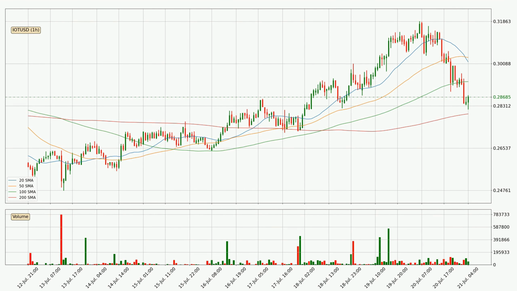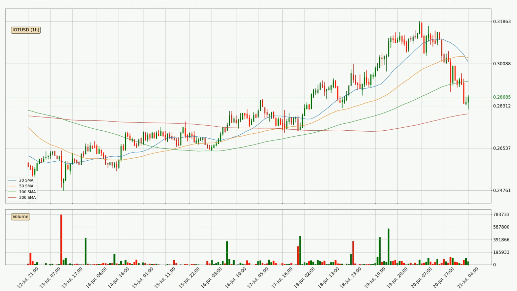Jumping to the hourly simple moving averages, the current price is between the 200 and the 100 SMA. If the price bounces off the 200 SMA, which is currently at 28.0 cents, it could be seen as a support, and the 100 SMA that is at 29.3 cents could be seen as a resistance to the upside. Breaking either way signals a possible further move to the corresponding direction.